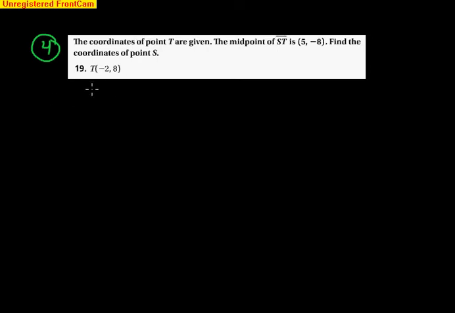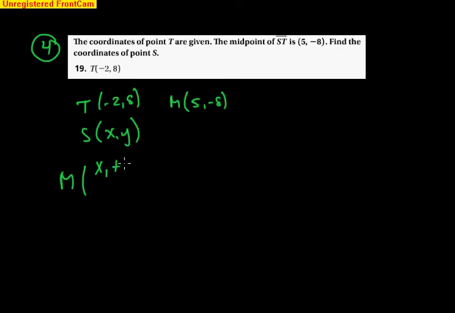So in this problem, you are given T. T is right there at negative 2, 8. You're also given the midpoint M at 5, negative 8. But you need to find the other endpoint S. Call it X and Y. So to do this, I'm going to use the midpoint formula. Midpoint formula is, and again, just keep writing it down so we remember, x1 plus x2 over 2, y1 plus y2 over 2. Just keep writing it down.